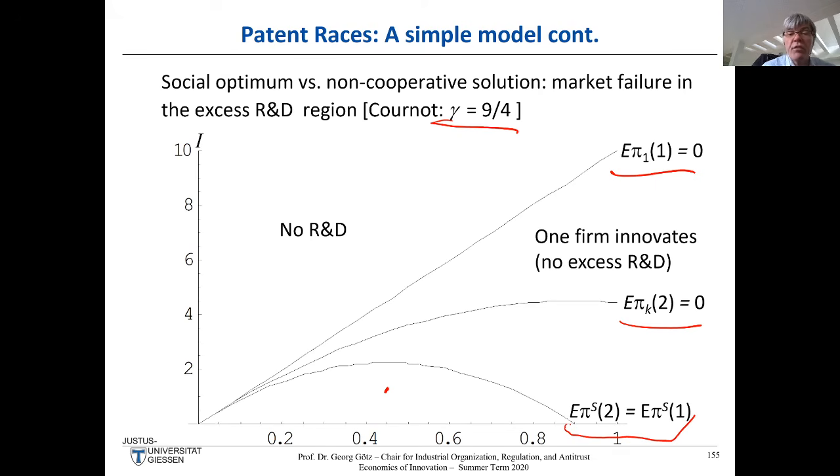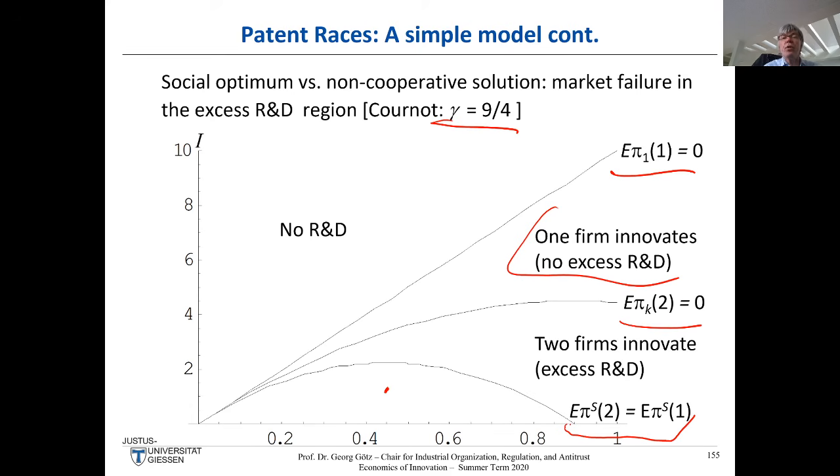However, that's what you have: one firm innovates up here, no excess R&D, but in this range you have two firms investing in R&D, even though it would be optimal from the viewpoint of industry maximization to have only one firm investing in R&D. Only if we are down here should two firms invest in R&D. And this is really interesting.